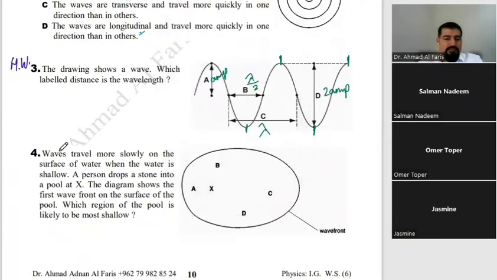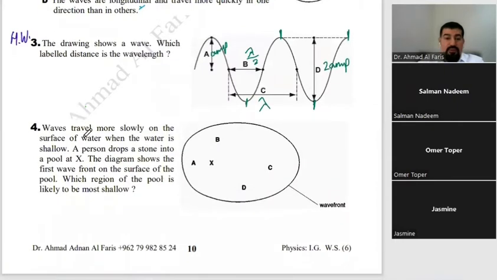Next, they sometimes give you information like in this question. Water waves travel more slowly in shallow water. A person drops a stone into the pool at X. The diagram shows the first wave front on the surface of the pool. Which region of the pool is likely to be the most shallow? In which region is it most shallow?